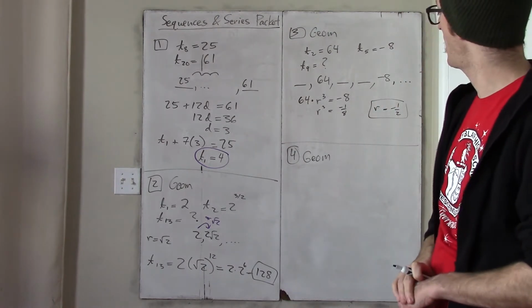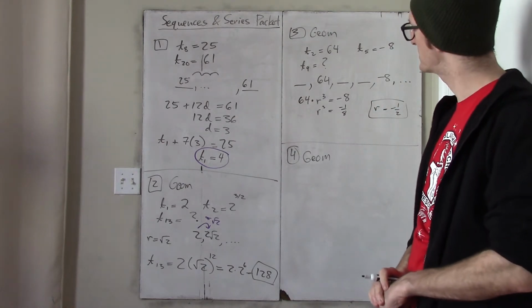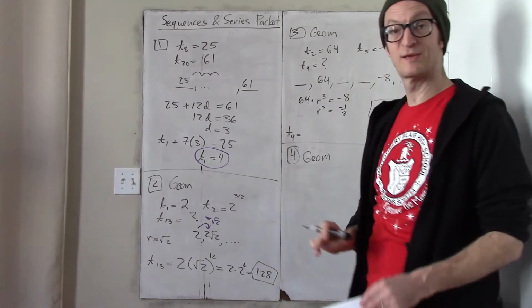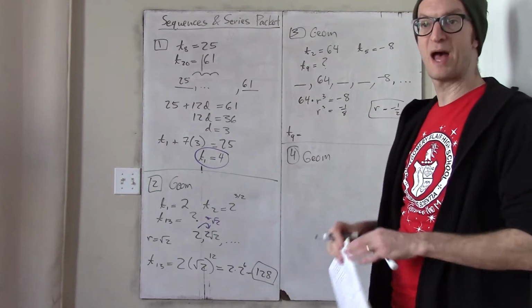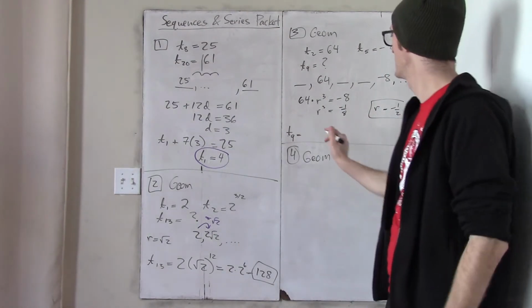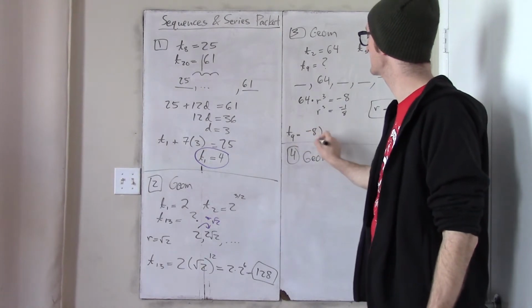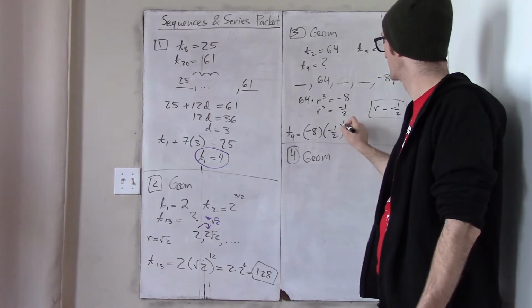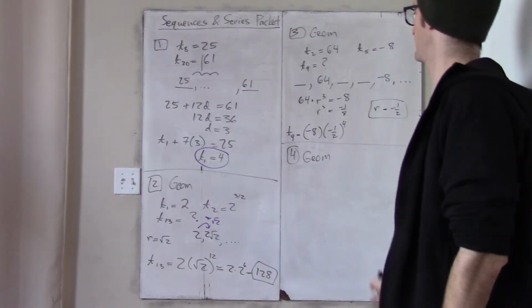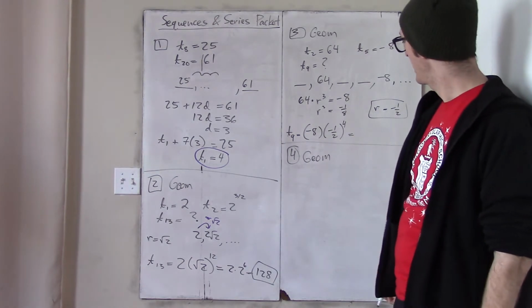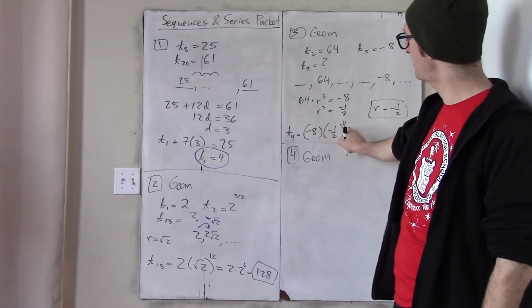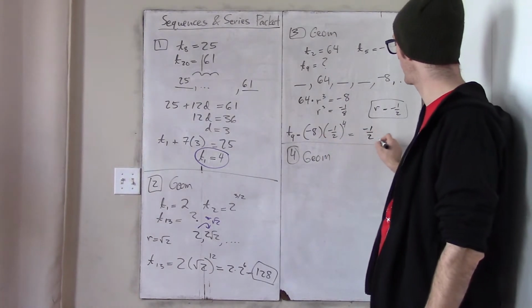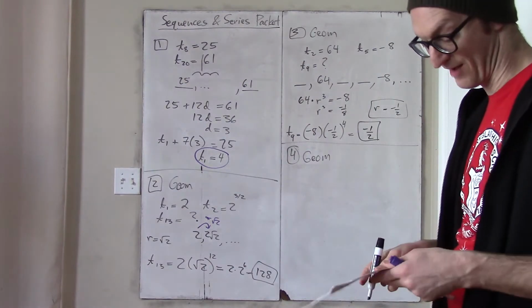And once I know that r is -1/2, then what's the simplest way to find out the ninth term? Well, the ninth term is just going to be the fifth term, but multiplied by r 4 more times. So I'll take the fifth term, which is -8, and I'll multiply it by r to the fourth. That should give me the ninth term. Okay, so now it's just a matter of doing this. That negative will get fried by the even number 4, and so this just becomes -8 over 16, and so the overall answer to this problem is -1/2.